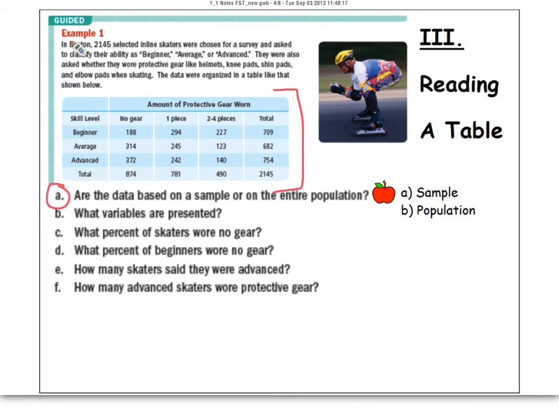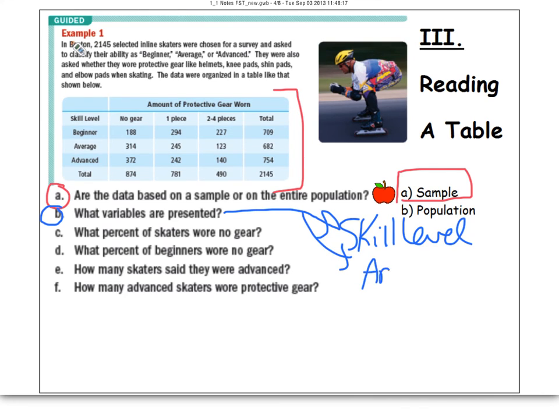In this case, the scenario is they surveyed 2,145 inline skaters of all the skaters, so this is considered a sample, whereas the population would be all of the inline skaters in the city of Boston. Actually, let's continue on and answer letter B too, since it talks about the variable. Question is here in this data, what variables are actually being presented? Well, there's two things that they're actually looking at. They're looking at the skill level of the skater, and then they're looking at the amount of protective gear.